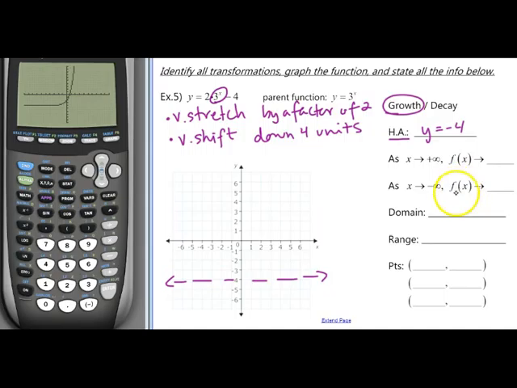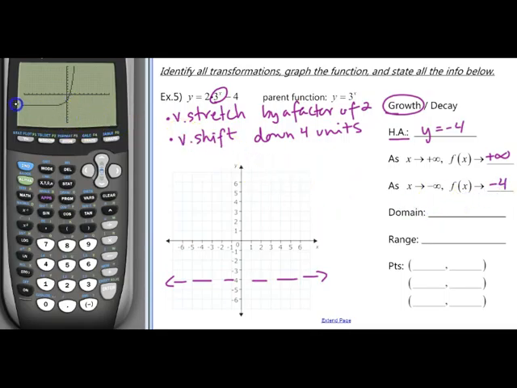So let's go ahead and answer our other information here. We're talking about end behavior, and as x approaches positive infinity, as we follow our graph to the right, we're going up towards positive infinity. As x approaches negative infinity, so as we follow our graph towards the left, f of x, our y value, we're actually reaching -4. So we're getting really close to that horizontal asymptote, but we're never going to meet it. So we're getting close to -4.